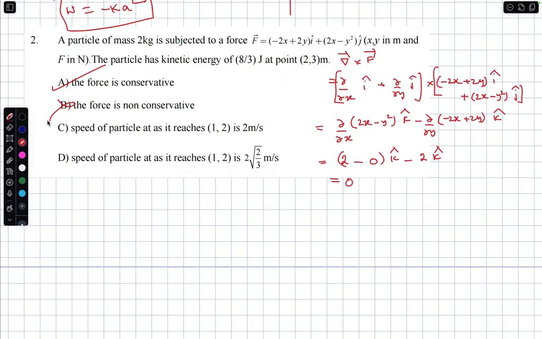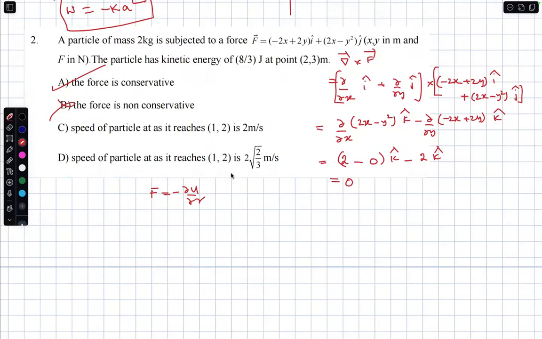Right. The speed of a particle, okay, you said one more point. The particle has kinetic energy of 8/3 joule at point (2, 3). Okay. The speed of the particle as it reaches (1, 2) is. How do I know? How can I identify that (1, 2) and (2, 3)? What is the purpose of giving those numbers? So for this purpose, F equals minus ∂U/∂r.